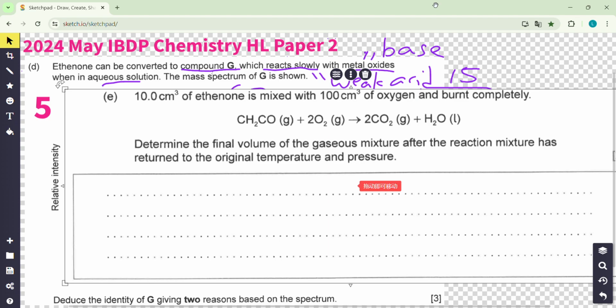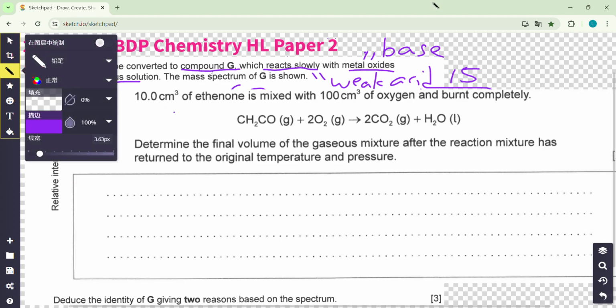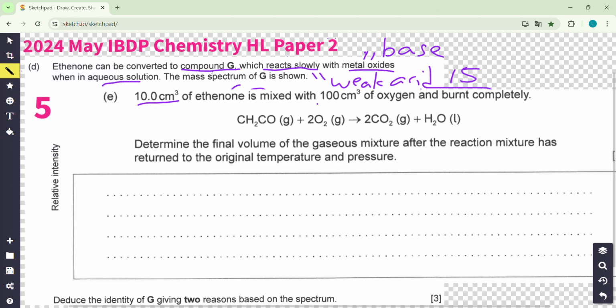Okay, 10 cm cube, we have to add about 100 cm cube. So the reaction, they ask what is the final volume of the gaseous mixture. So first of all, find out which one is in excess. Okay, so 100 cm cube of oxygen, divided by 2, still have 50 cm cube of gas. So it is in excess. Okay, so O2 is in excess.